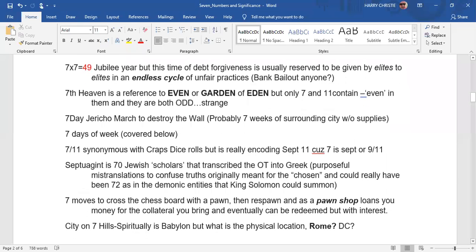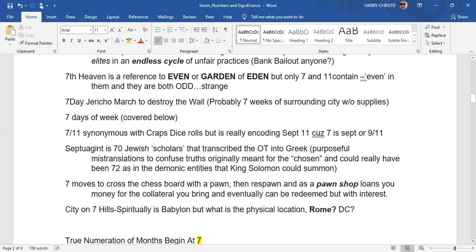Next one, Septuagint. We know that the Septuagint Bible is the Jewish version of the Old Testament in Greek, and that the 70 Jewish scholars, if you want to call them that, transcribed that Old Testament into the Greek, and I believe it was purposefully done to misinterpret and confuse the truth, so that only the chosen could really know what was really happening. And I would venture to say that it was probably more than 70 of these scholars, probably more like 72, as in the demonic entities that maybe King Solomon could summon.